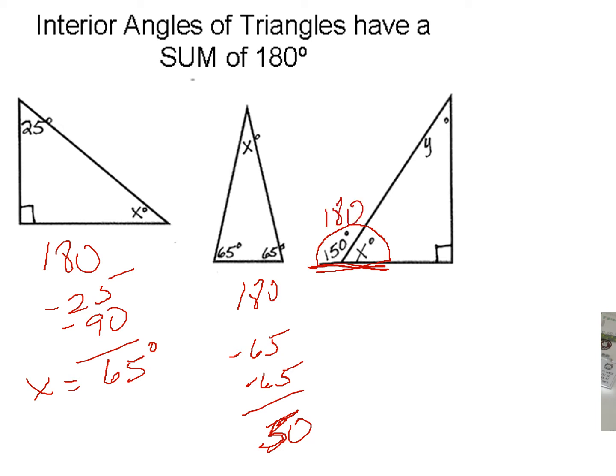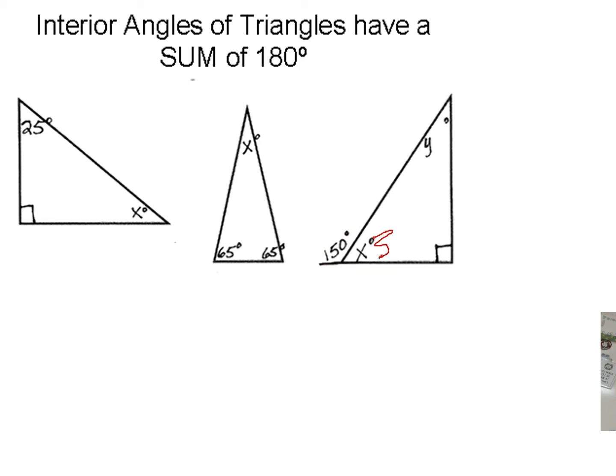180 for that straight line minus 150 gives me 30. And then I can do my regular 180 for the triangle. Now notice, here's a little shortcut. When you do get a right triangle, this is 90 degrees. Well, the other two have to add up to be 90 as well. So that could save you a little bit of time. If I know I've got 30, then this other one's going to have to be 60. Or you could do the whole 180 thing if you like.